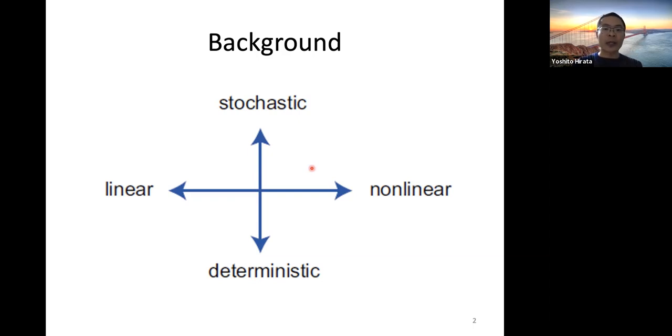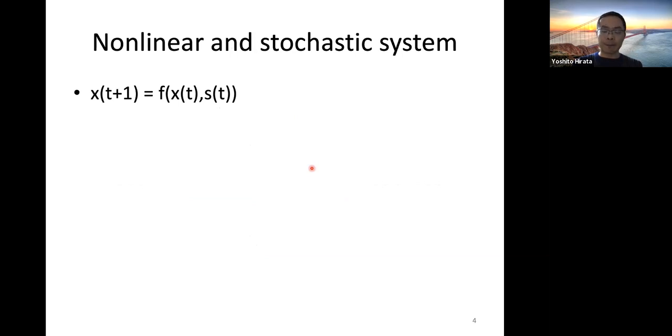Firstly, before starting the main part of the talk, I would like to define what nonlinear stochastic system I would like to consider here. x of t is the current state. s of t is the current probability component. And x of t plus 1 is the future state. Therefore, the future state is a function of the current state and the current probability component. We assume that the function f is continuous in terms of x of t and s of t. And if we fix x of t, x of t plus 1 and s of t are 1 to 1. Therefore, they are embedding. So this is the system we would like to consider for nonlinear stochastic systems.